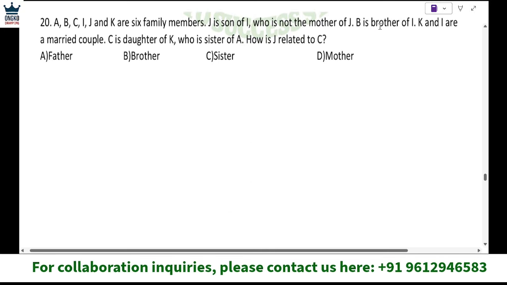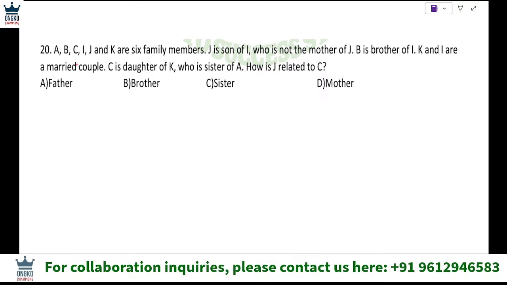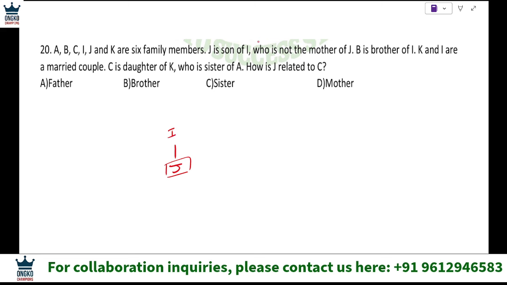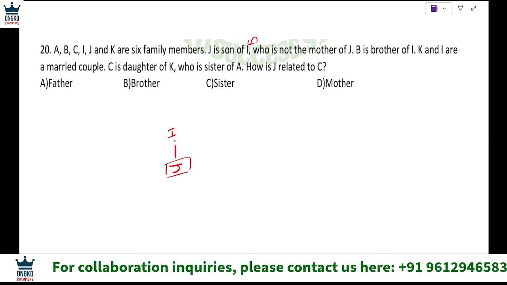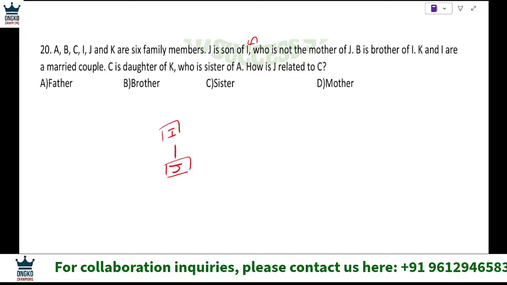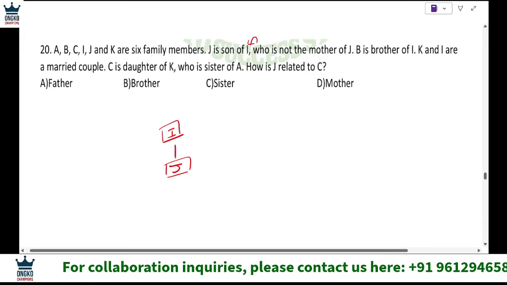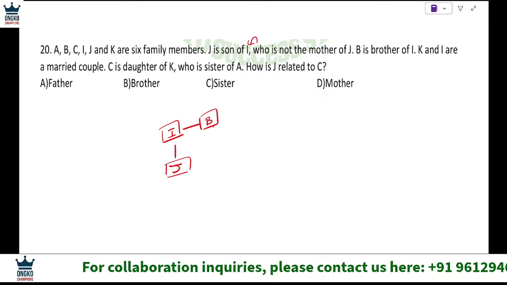Okay, next one. This is also from reasoning, blood relation, right? So A, B, C, I, J, and K are 6 family members. J is son of I. So if I is not the mother of J, then I is the father. And I'm using box for male, circle for female. B is brother of I. So B is brother of I. B is brother means male.